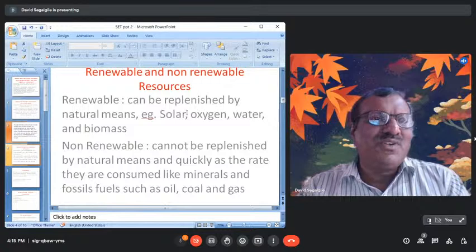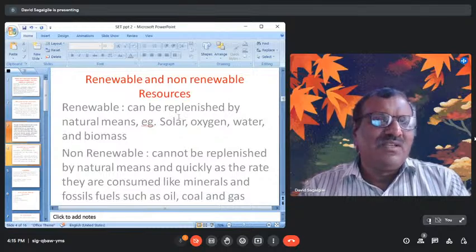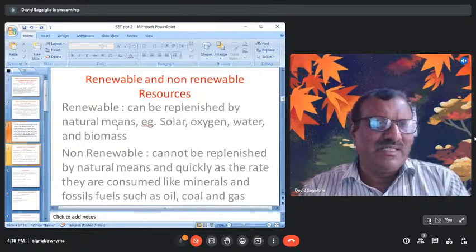So there are two types of resources, one is renewable resources and the other one is the non-renewable resources. So what are the renewable resources? They are the ones which can be replenished by natural means.